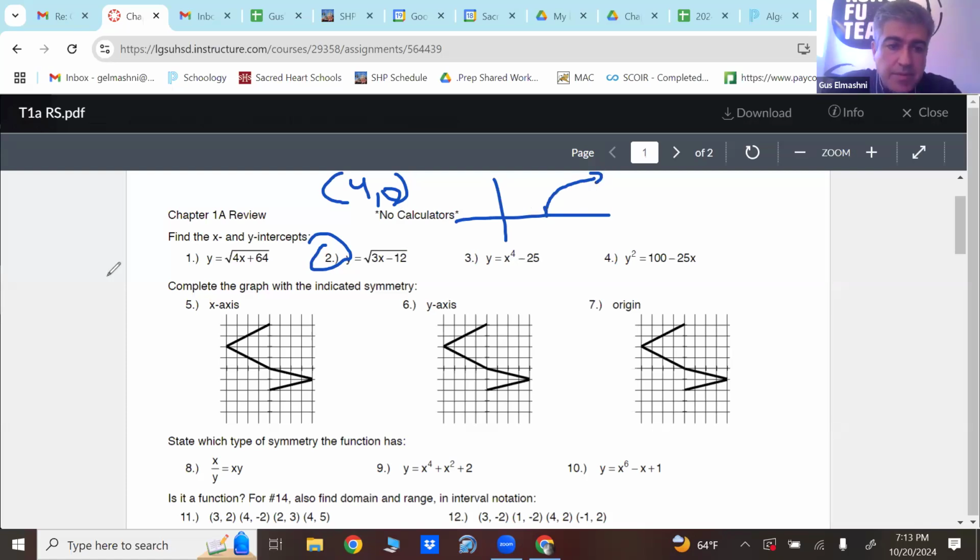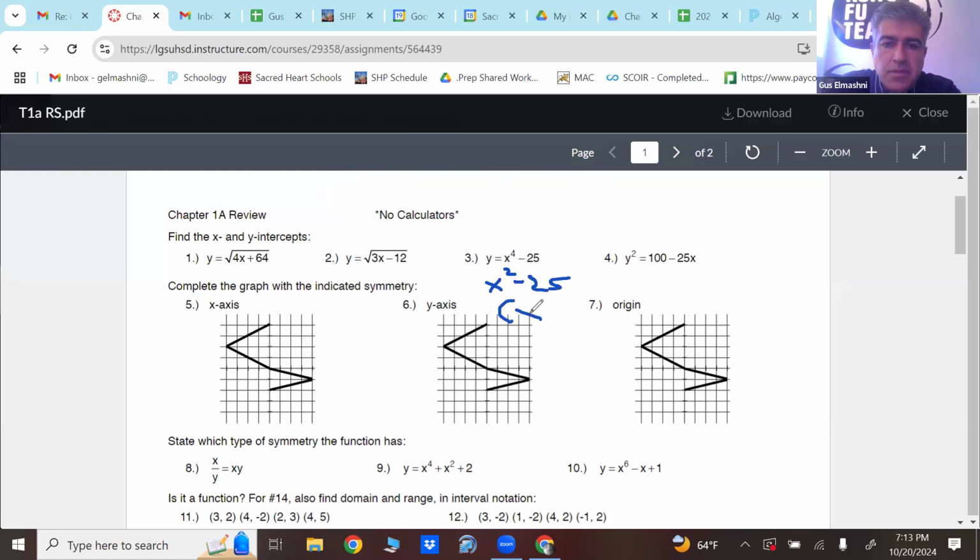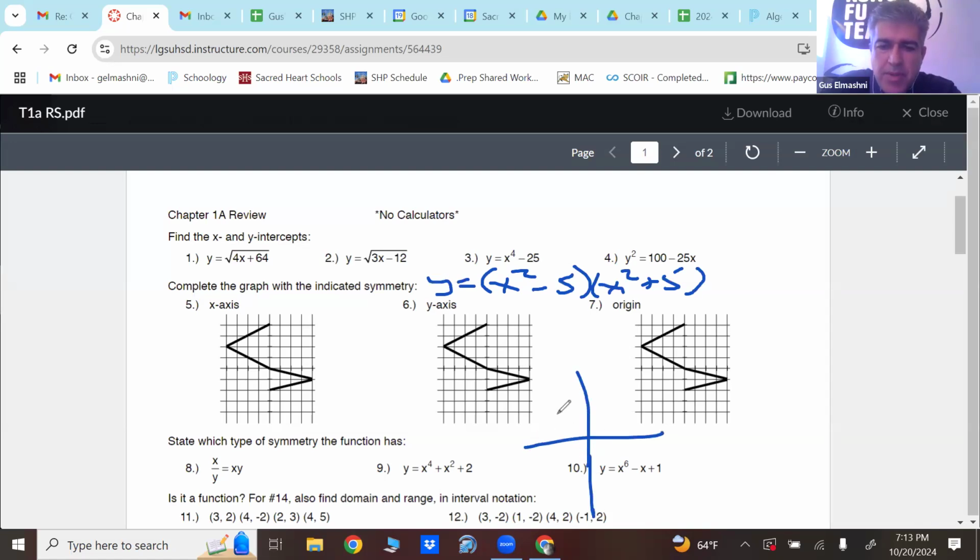Now let's look at 3. You want to break it down like this. Actually, I should do that. So it kind of looks like a parabola a little bit. It's kind of weird. It's kind of flat like this, and kind of like that. But anyway, the y-intercept is going to be negative 25.